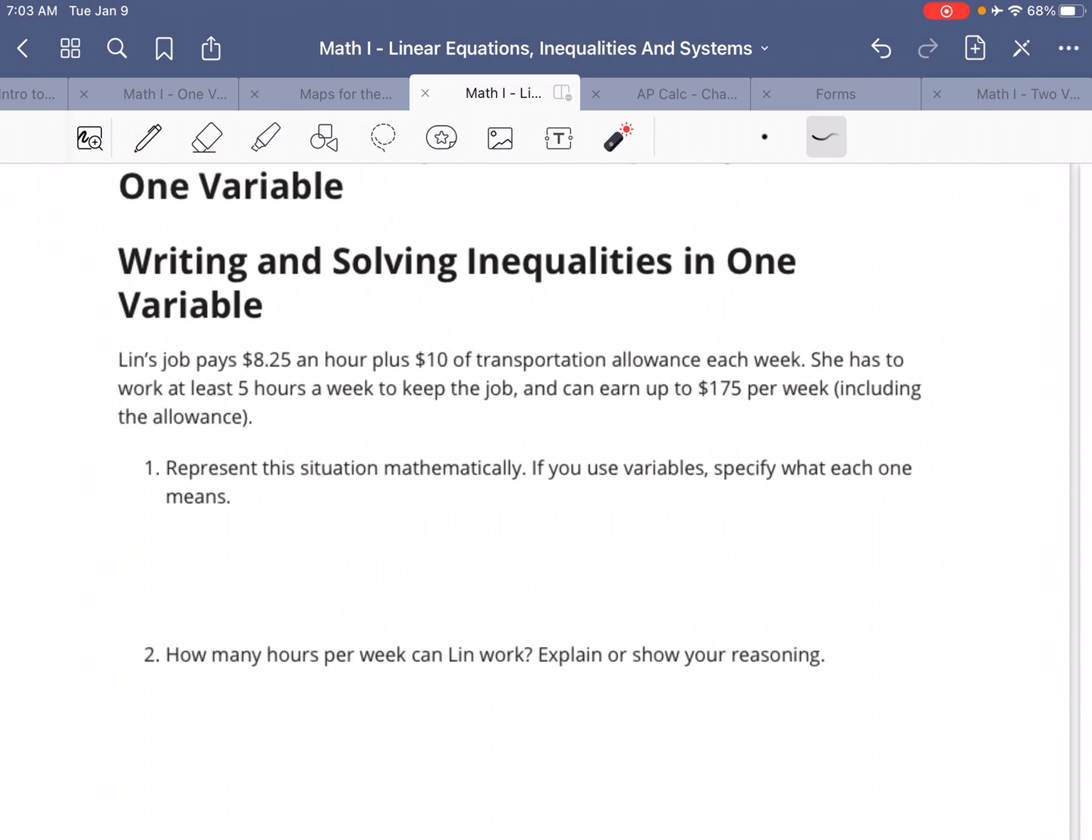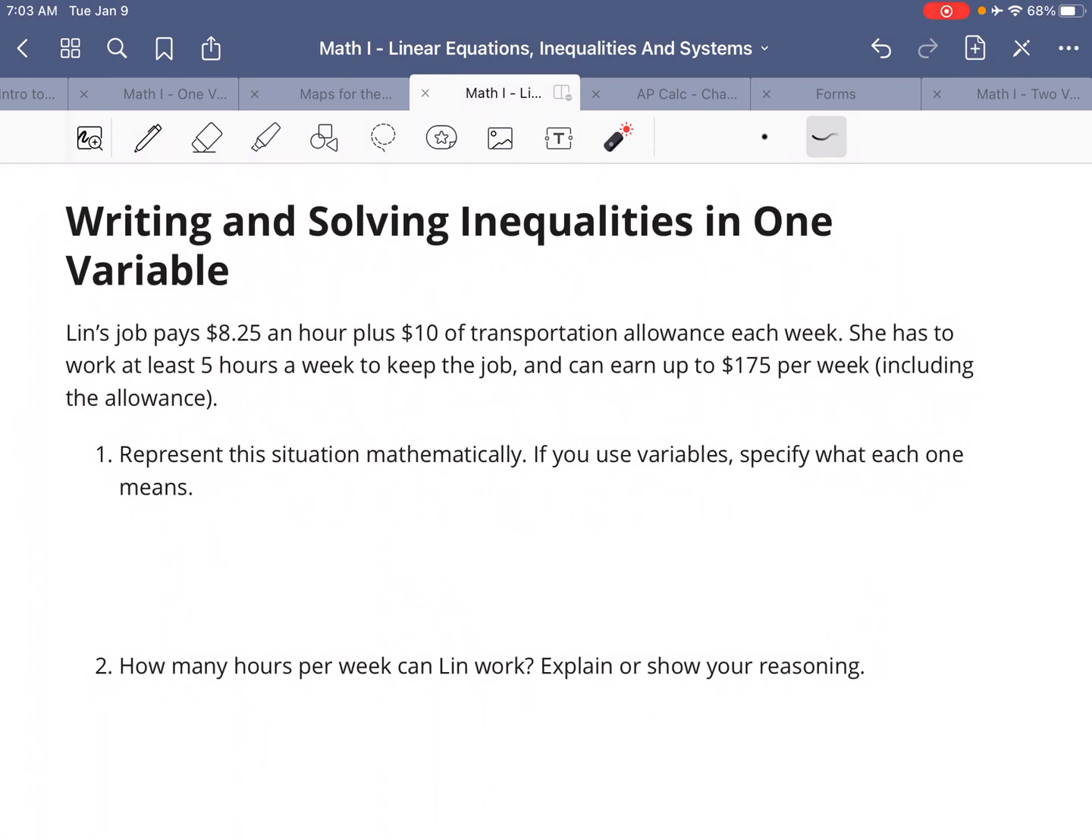So let's take a look at the cooldown. So Lynn's job pays $8.25 an hour plus $10 of transportation allowance each week. She has to work at least 5 hours a week to keep the job and can earn up to $175 per week, including the allowance. So, represent this situation mathematically.